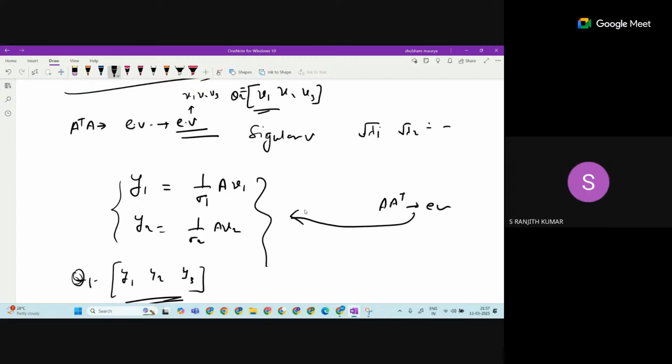So this formula will change, sir. If you do A transpose and you get the eigenvector, then y1 will become 1 by sigma 1 times A transpose times v1, and y2 will be 1 by sigma 2 times A transpose times v2. I checked it also, and it was working fine because I used both approaches: the formula, and again A transpose A. The same result was coming.